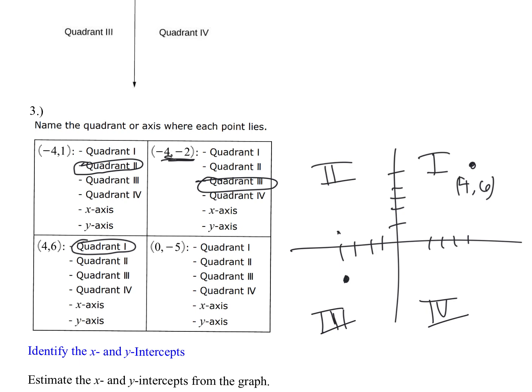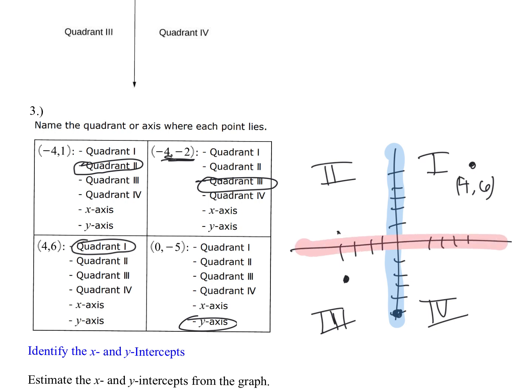And then 0, negative 5 would be down here. Now, that does not lie in a quadrant. If it lies on one of the axes, it is not in a quadrant, or if it lies on the origin. So I can just circle the y-axis because it's literally on the y-axis. Remember, this is the y-axis. And then in red, I'll do the x-axis.